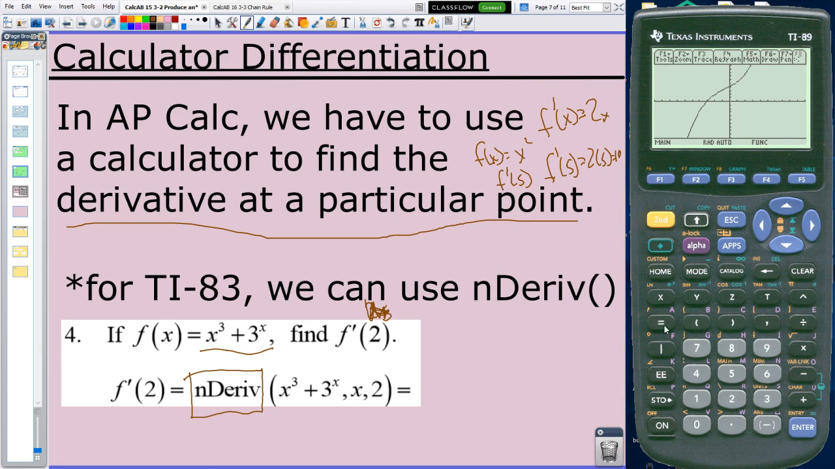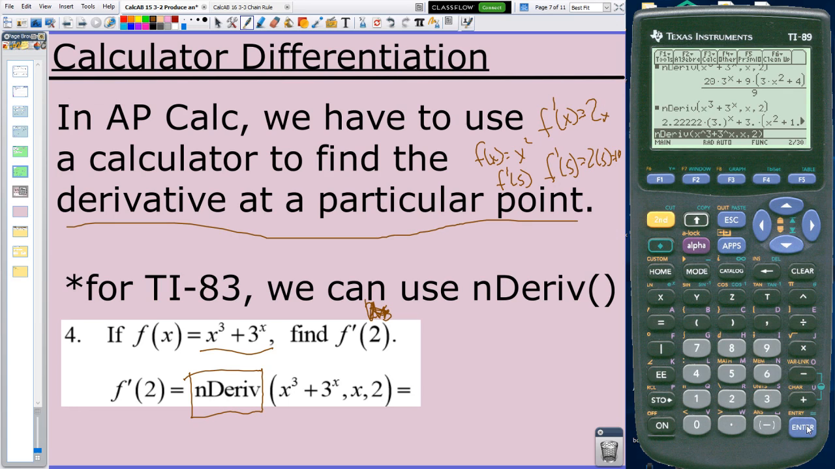So what I'm going to do is I know that I've set my original function to y1. So I'm going to go to home, and we're going to use a calculus function called n-deriv. And it's a different way to get this if you have an 84. So n-deriv, first you plug in your function. So I could actually type in x cubed plus 3 to the x. Or, you know what, I'm just going to do it that way. X cubed plus 3 to the x. And then you go comma x, comma 2. And if you plug all that in, your calculator gets the answer.